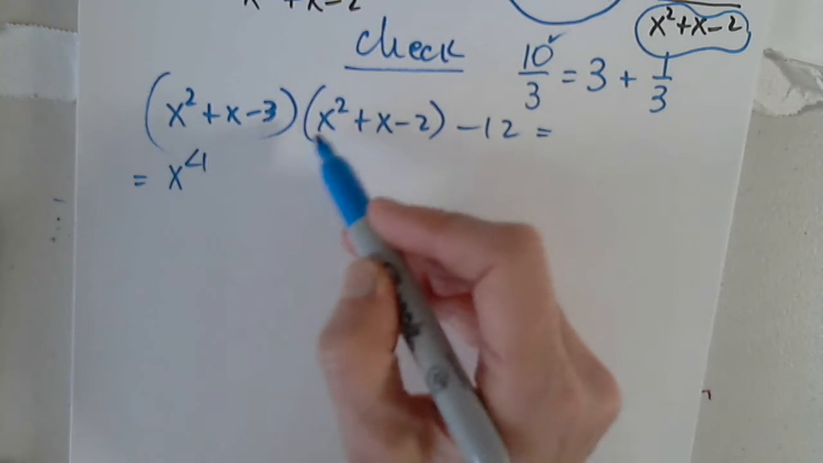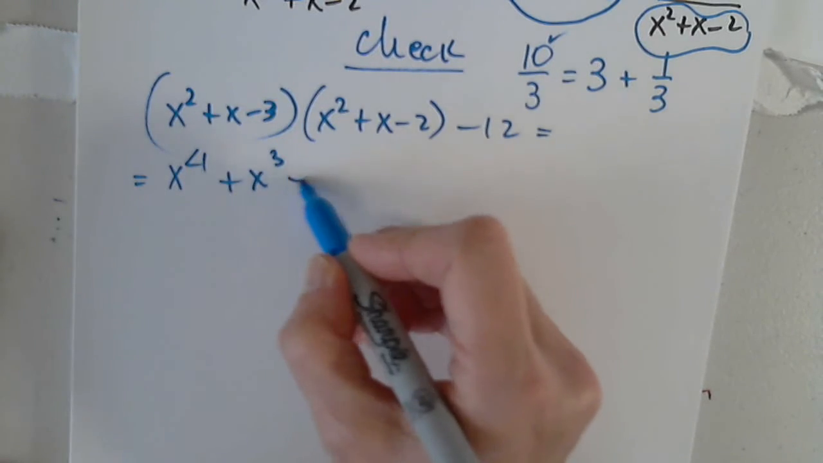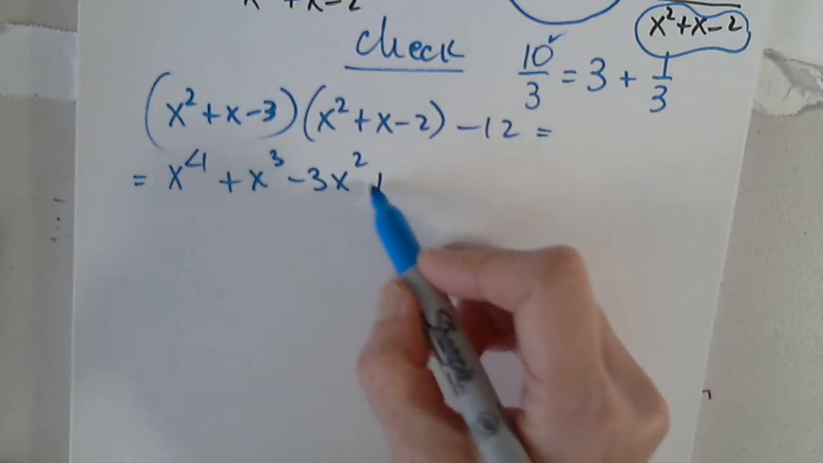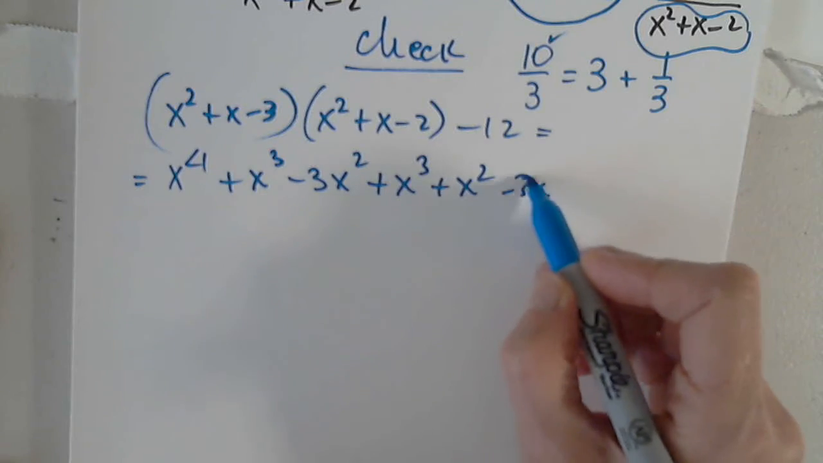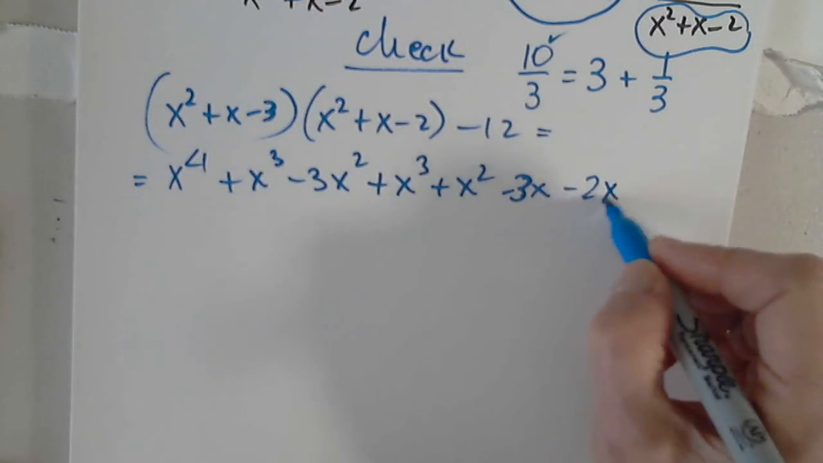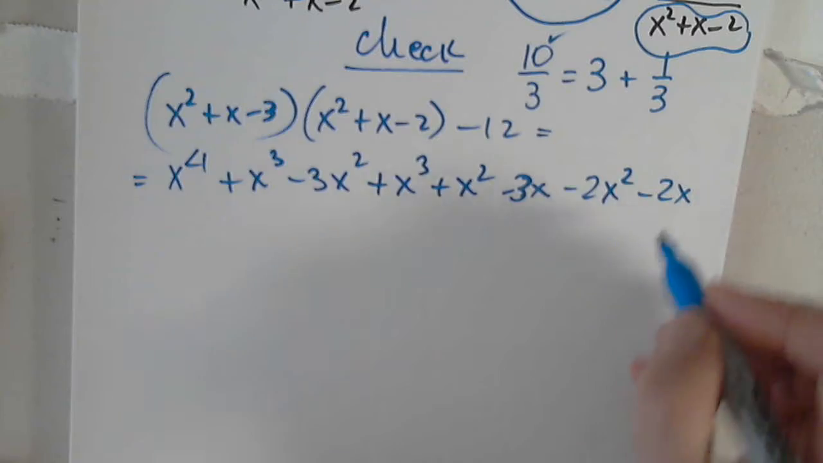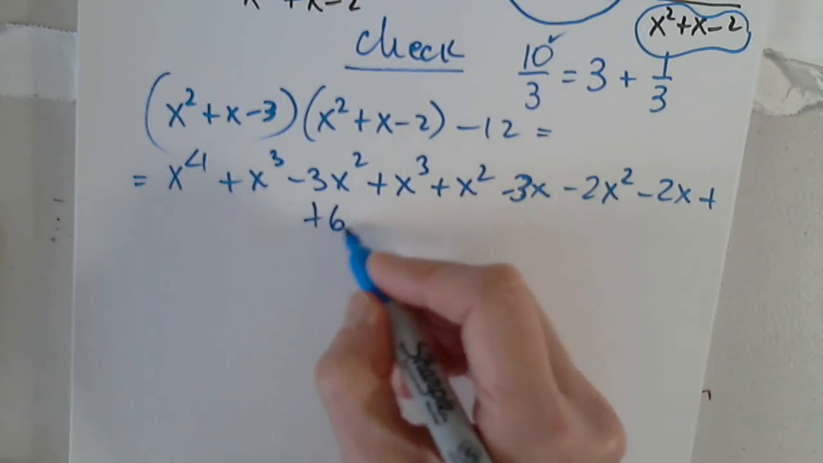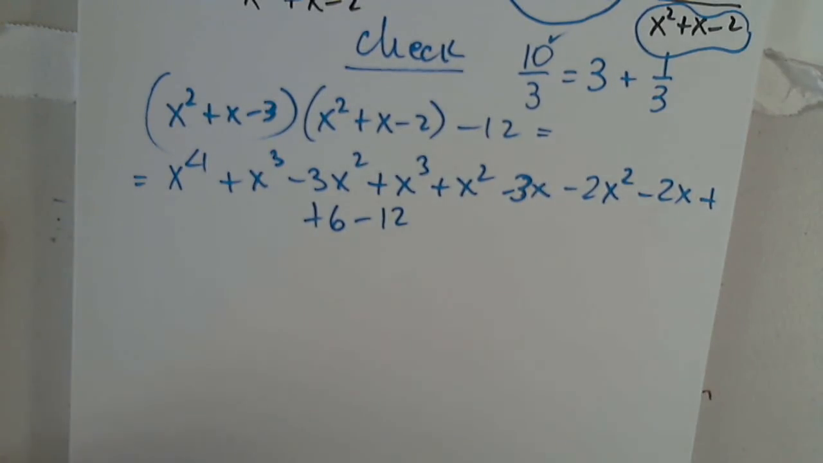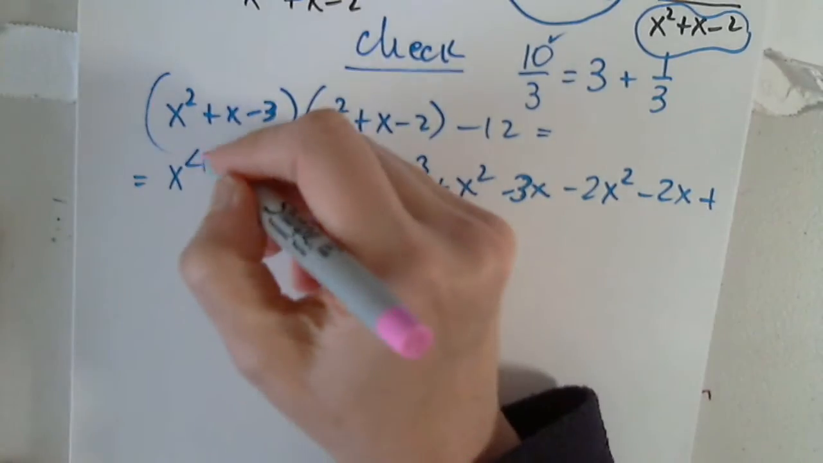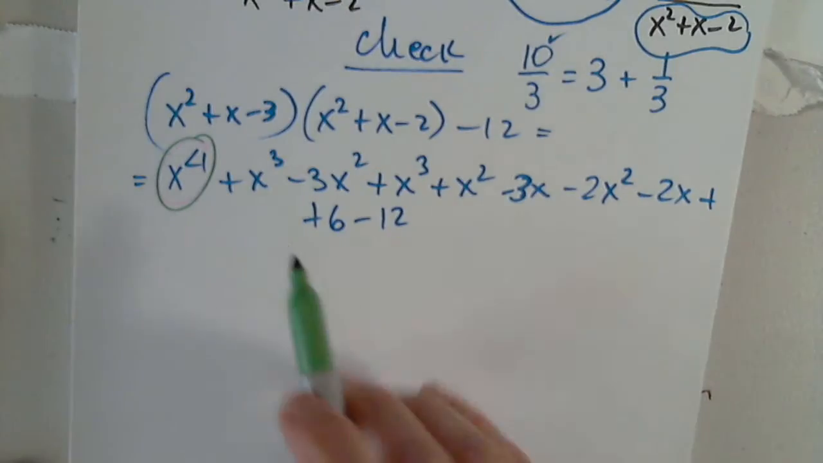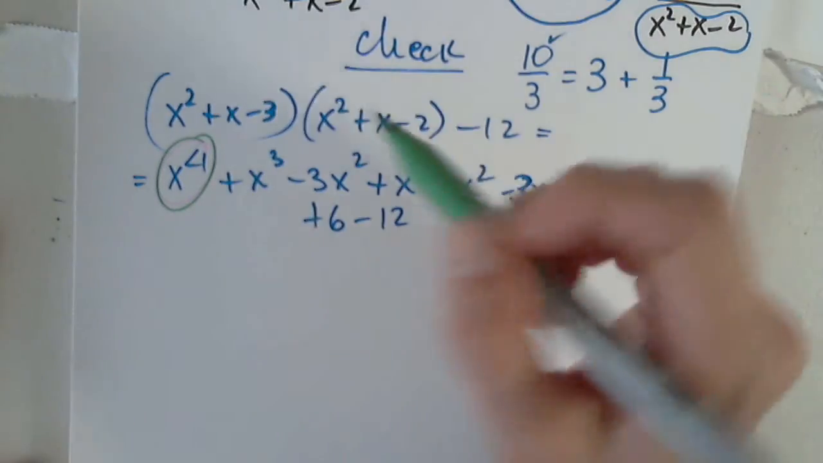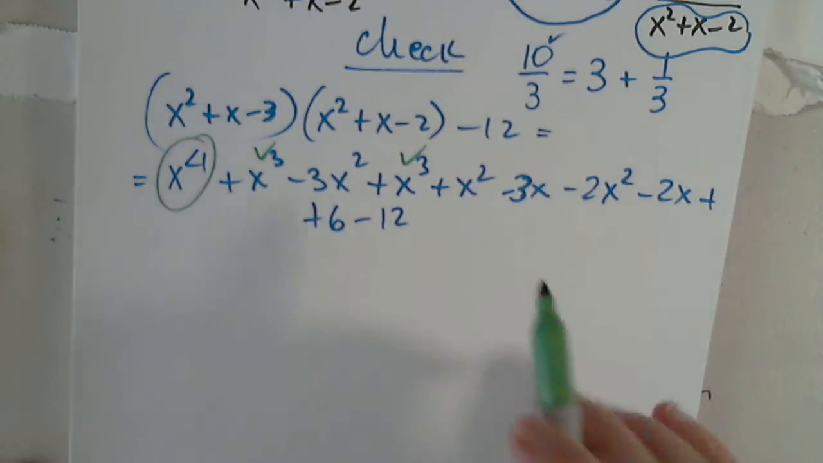X to the fourth, x to the third, negative 3x squared plus x cubed plus x squared minus 3x minus 2x squared minus 2x plus 6 and minus 12. So let's see what we get. The x to the fourth, oh, that's not a good color. The x to the fourth is right there. X cubed and x cubed, yes. The 2x cubed right there.